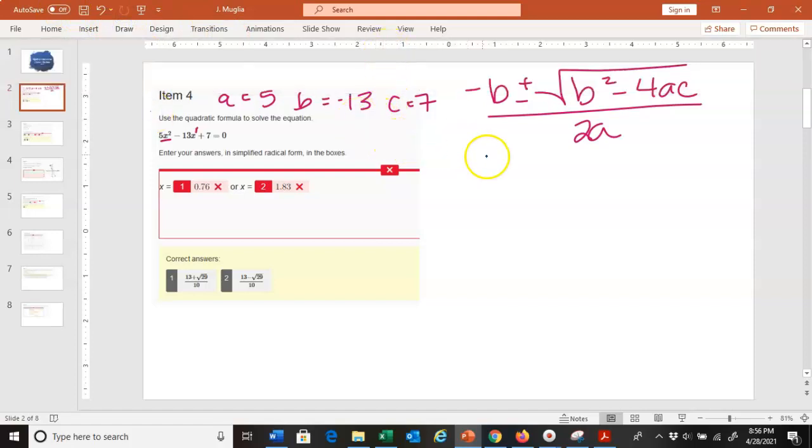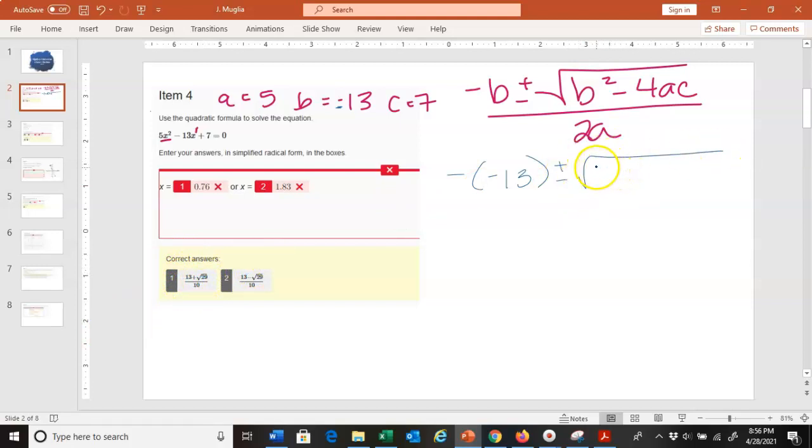Once you have your numbers, all we're going to do is plug them into this formula. The tricky part is you want to be careful with your negatives. This is a negative B, but our B is already negative. So make sure you include both of those negatives, the negative that's in the formula and the actual B value. The plus or minus just tells us we're going to have two solutions. And you can see down here the correct answers are the plus and the minus.